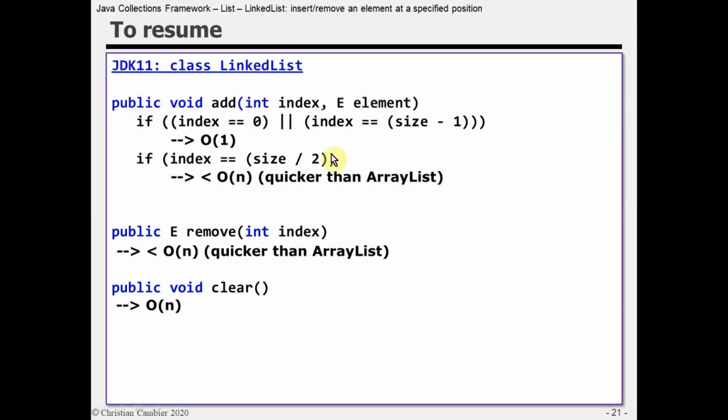So to resume for linked list, the add method. If adding all the way at the beginning or all the way at the end, it is an O(1) operation. If somewhere in the middle, that takes some time, but it is still quicker than adding an element with an array list if a resize takes place. Then with remove, less than O(n), so quicker than array list, but O(n), because we need to iterate to the proper position, and the clear of course is O(n) as well.